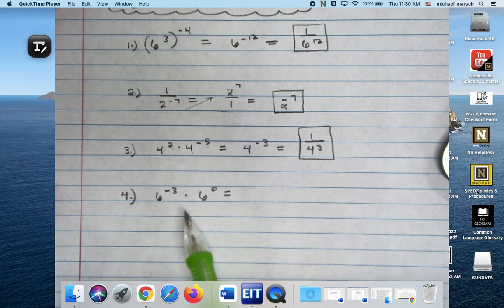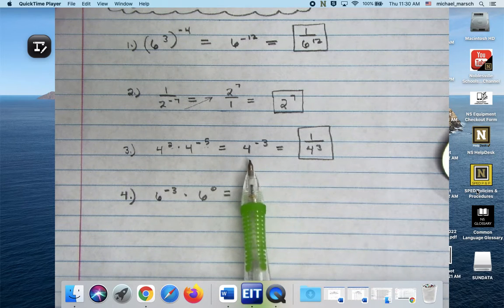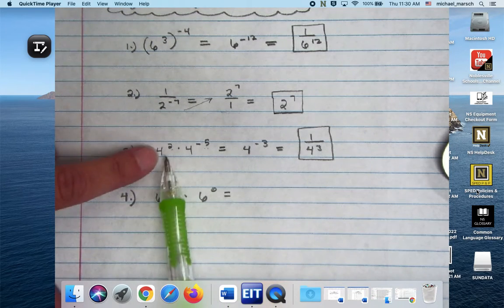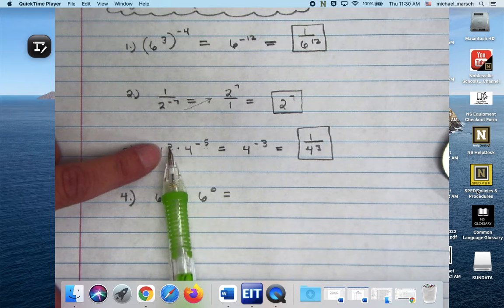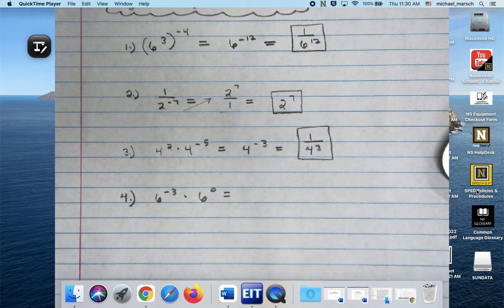Also for number 3, why wouldn't it be negative 7? Because this is a positive 2. So this is like saying 2 plus negative 5. I see. Yep, it would be negative 7 if that 2 was negative. Okay.